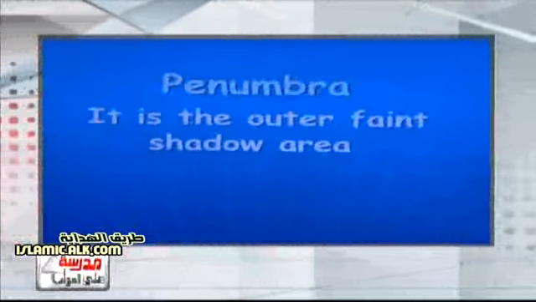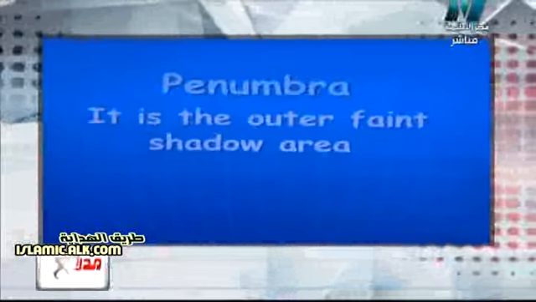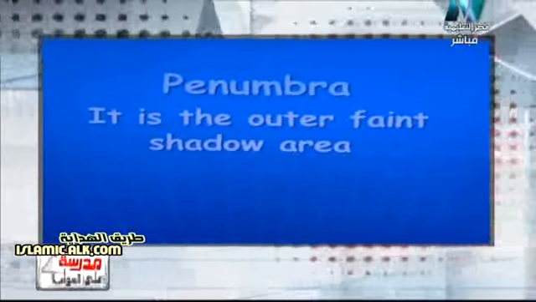It's called the inner dark shadow area. Again, it's the inner dark shadow area, so it will be the umbra or umbra cone. Another definition, for the penumbra: it's the outer faint shadow area. They are two areas, not one area. They are the outer faint shadow areas.